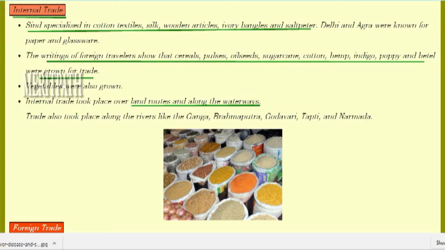Many foreign travelers used to visit India. Their writings tell us that cereals, pulses, oilseeds, sugarcane, cotton, hemp, indigo, poppy and betel were all grown for trade purposes. Along with that, vegetables were also grown, and all the internal trade took place over the land route and also along the water route. Over the water route, trade took place on the rivers Ganga, Brahmaputra, Godavari, Tapi and Narmada. In this image, students, you see different types of cereals, pulses and grains.